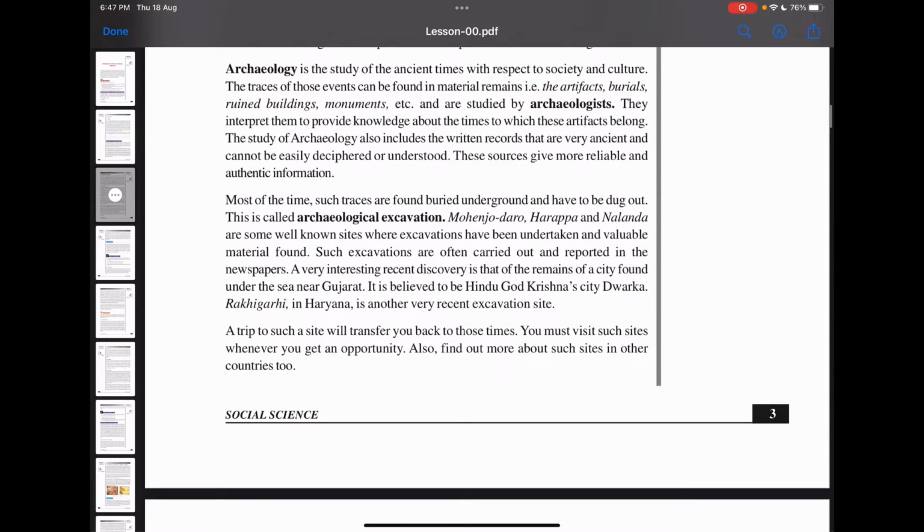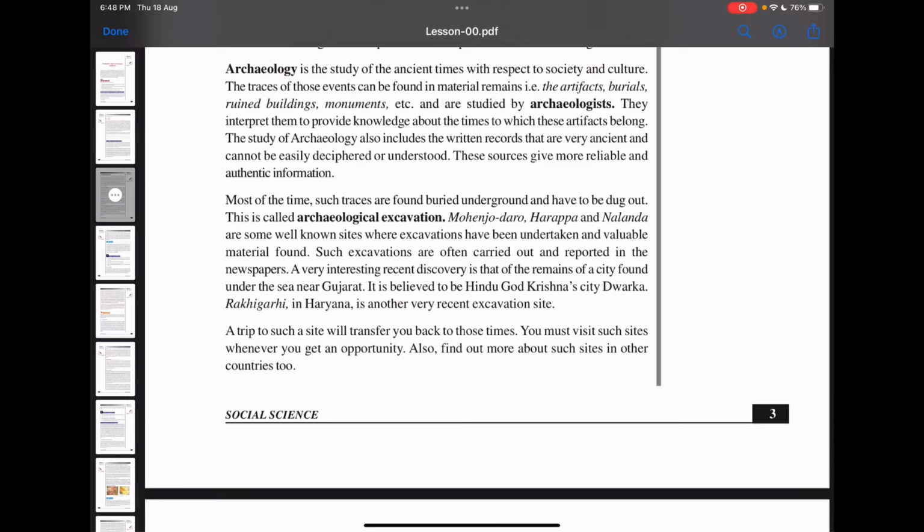Archaeology is the study of the ancient times with respect to society and culture. The traces of those events can be found in material remains: the artifacts, burials, ruined buildings, monuments, etc., which are studied by archaeologists. They interpret them to provide knowledge about the times to which these artifacts belong. The study of archaeology also includes the written records that are very ancient and cannot be easily deciphered or understood. These sources give more reliable and authentic information.